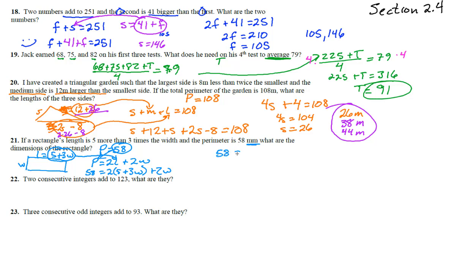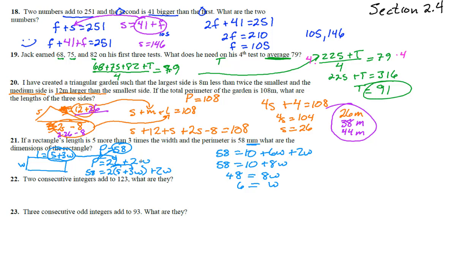So we get 58 equals 2 times 5 is 10, and 2 times 3w is 6w. And then that plus 2w on the end there. So we have 58 equals 10 plus 8w. Subtract 10 from both sides, and we get that. And 8w divided by 8 on both sides, and we get w equals 6. W equals 6. So the width is 6 millimeters.